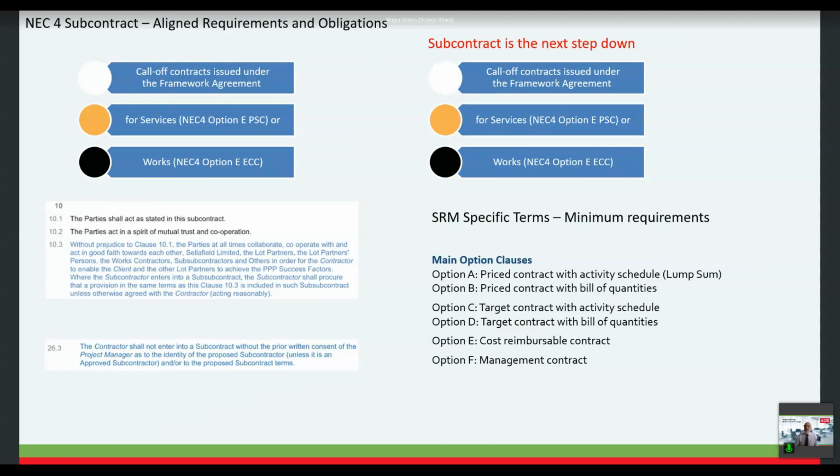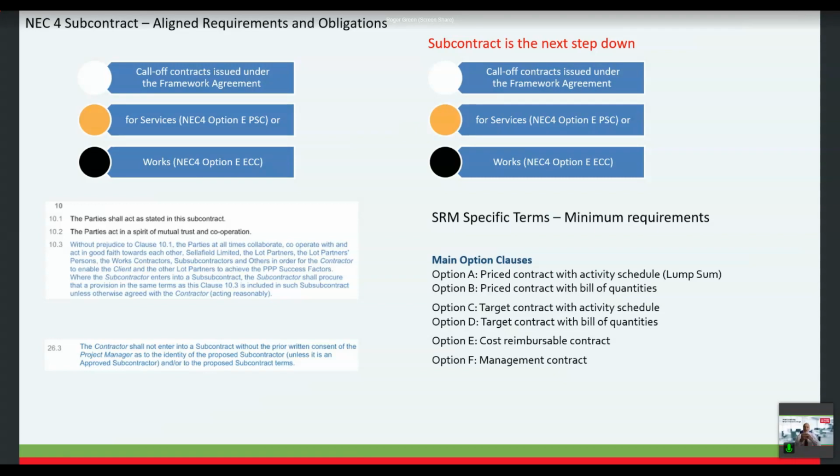Now the alignment that we've got here, I'll come particularly straight down on the different types of contracts, but what I want to identify is this amendment in blue, which has been done by the PPP. There is a requirement there, without reading all the details, but basically they're co-joining everybody in that action. So Sellafield Limited, the lot partners, persons, the works contractors, the subcontractors and others, in order that the contract enables the client and other lot partners to achieve the PPP success factors.